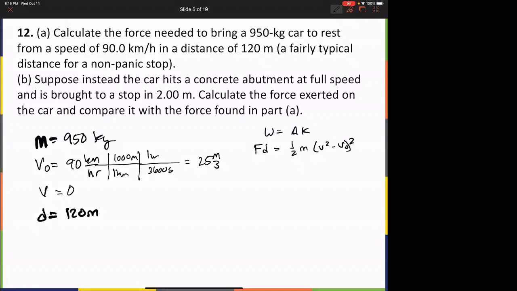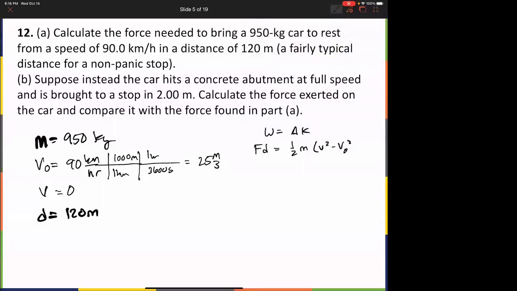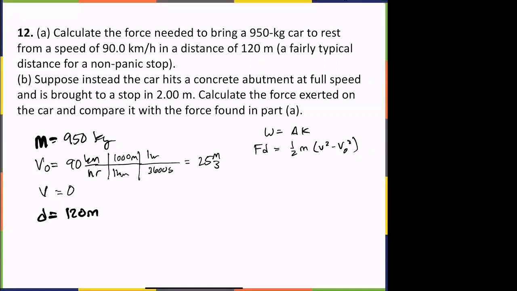Oh man, I did that wrong. Look at that. Our goal is to find F. So F equals m (v squared minus v naught squared) over 2d. F equals 950 times negative 25 meters per second squared over 2 times 120.